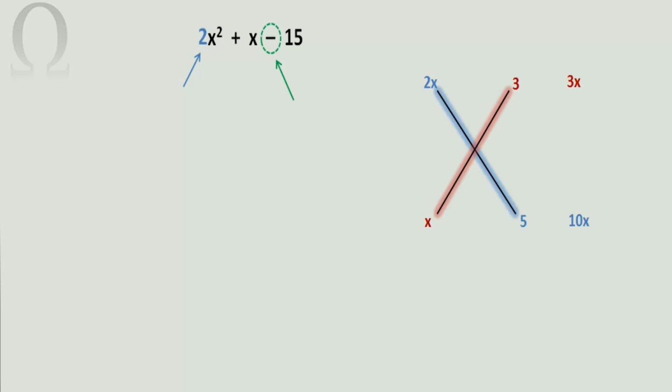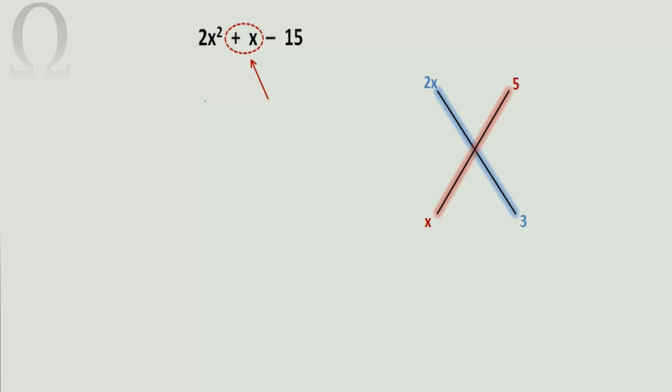Now, since the sign of the last term of the expression is a minus, we need to subtract 10x and 3x. The difference between 10x and 3x is 7x, but the middle term is plus 1x. That means that we have the wrong factors in our diagram. The only factors of 2x squared are 2x and x, so we can't do anything with the factors of 2x squared. That means we will need to change the factors of 15.